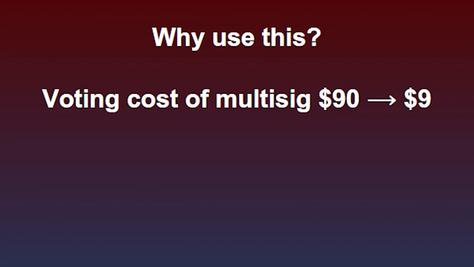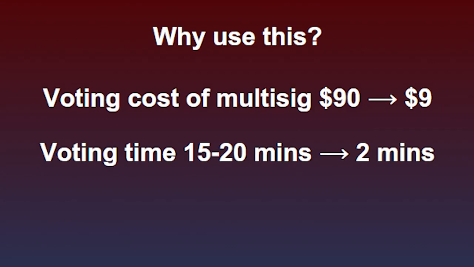For example, our team cut $90 in voting costs to just $9 by batching transactions and reduced weekly voting time from 20 minutes to under 2. Let's set it up in about 20 minutes.